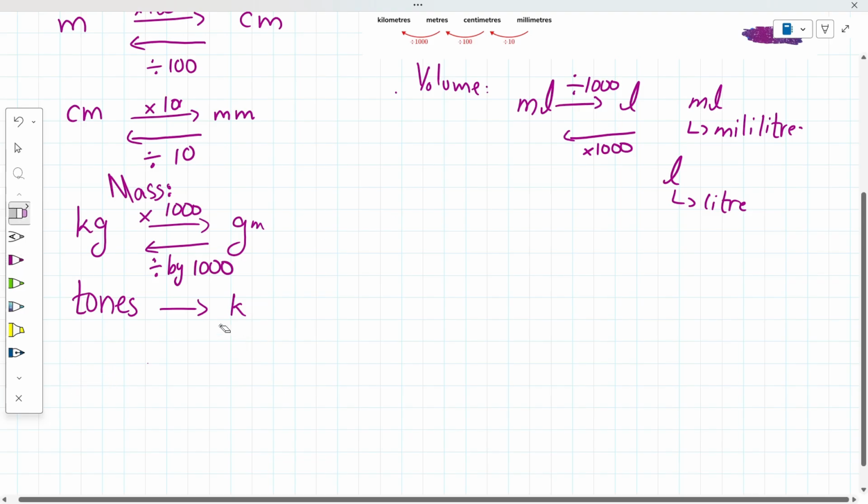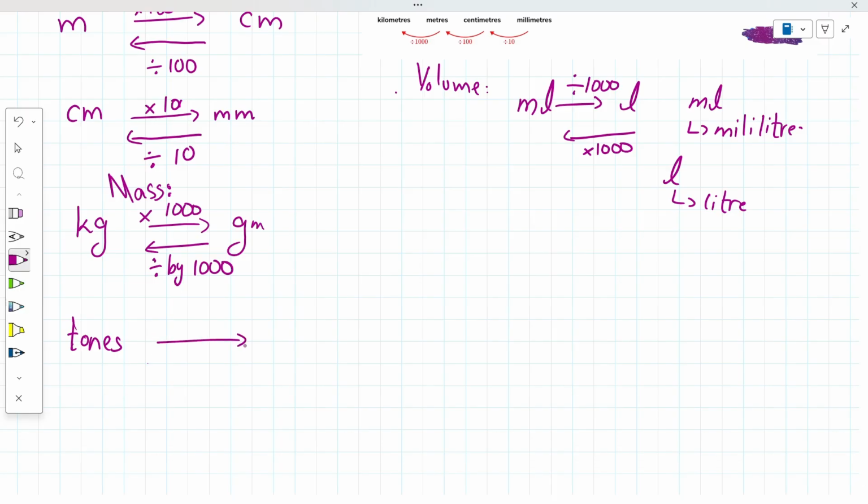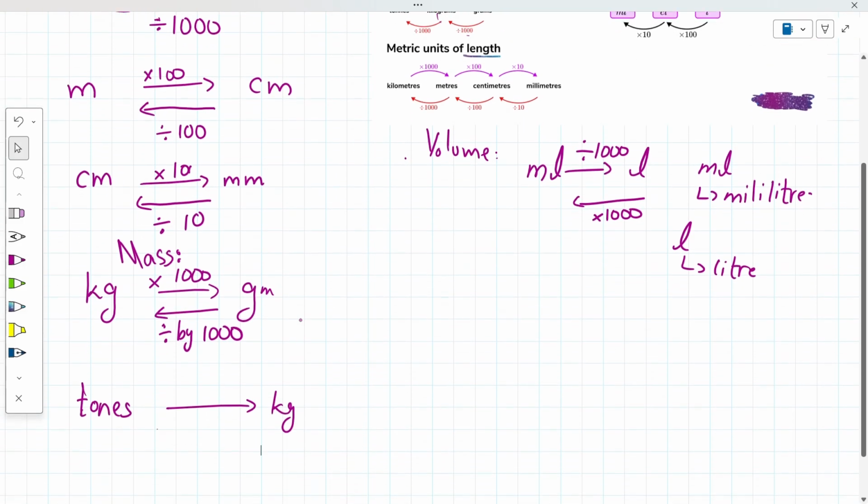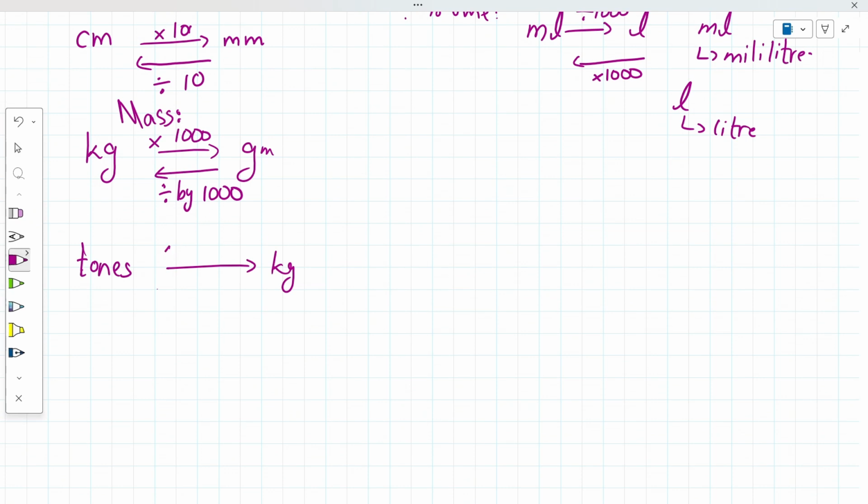Now this should also be erased. So we are writing tons to kg. If you see that, tons to kg, we multiply by 1000, and vice versa from kg to tons, we divide by 1000. Okay, I hope this is much clearer to you.